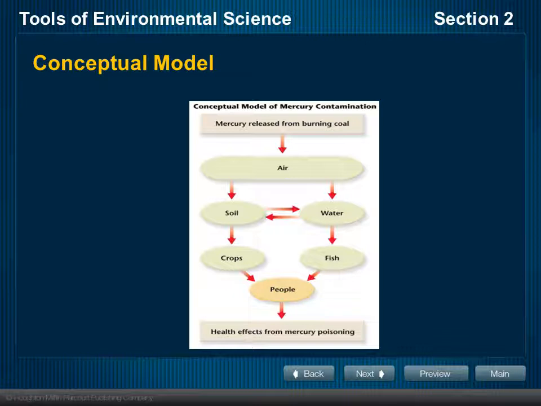So in this case, this is a conceptual model of mercury contamination. Mercury is released from burning coal, and it gets into the air. From the air, it can get into the water, and then get into the fish, and then get into people who consume it, and then have adverse health effects. From the air, it can get into the soil, and get into crops, and get into people who consume them, and have adverse health effects. Also notice that mercury that gets into the air and then gets into the soil, from the soil can get into the water, or if it gets into the air, it gets in the water, from the water it can get into the soil. So that is a flow chart. This is a basic level conceptual model.